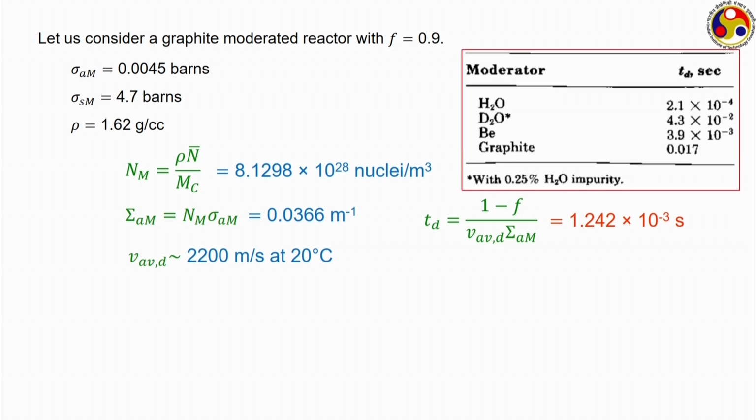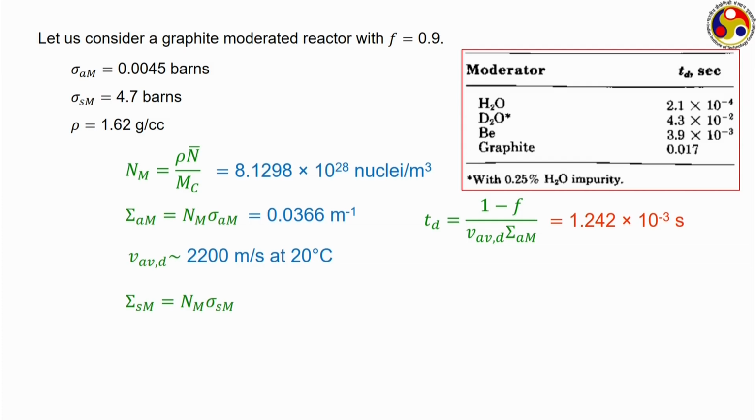Now, these are the typical diffusion times for some common moderators, whereas it is just of the order of 10 to the minus 2 for D2O with 0.25% of impurity. It is only 10 to the minus 4 compared to water. So the rate of the diffusion process in a moderator depends on the nature of the moderator itself.